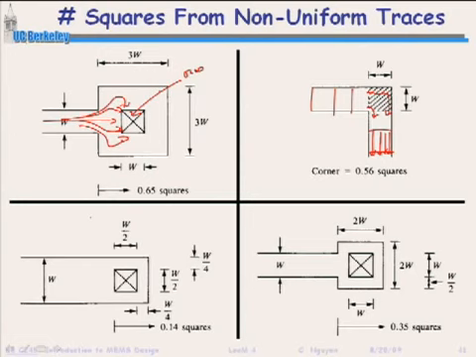Yes? So what's the center there with the X, is that non-conductive? No, this is a conductor. Oh, okay. Conductivity is infinite. So it's a perfect conductor. So 0.65 square.